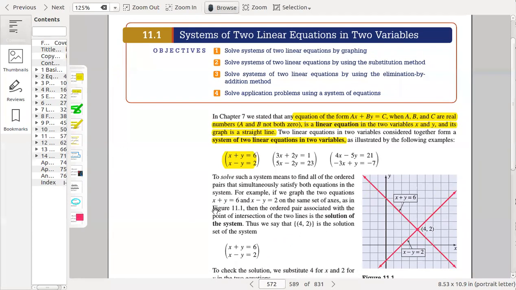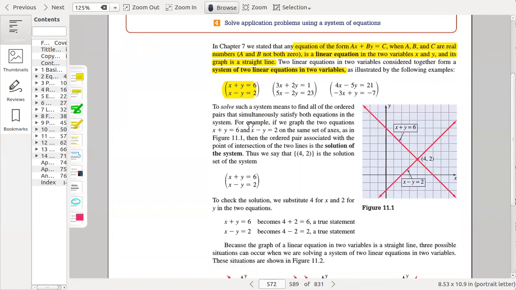So if we use the graphical method to find the solution of this system of linear equations, suppose we are interested in the solution of the system given in example 1, x plus y equal to 6 and x minus y equal to 2. We need to draw the graph for each equation. If we draw the graph for x plus y equal to 6, then this is the graph of x plus y equal to 6.